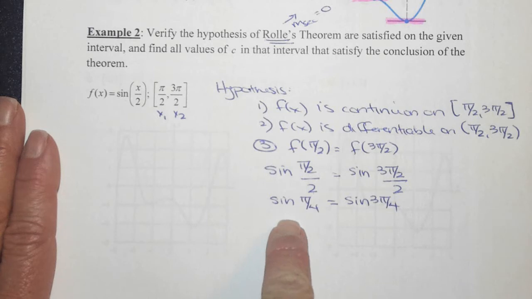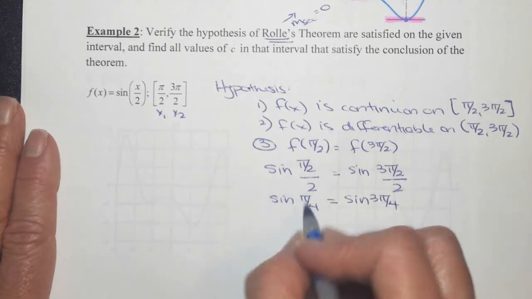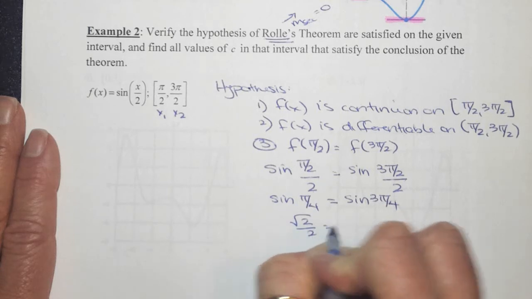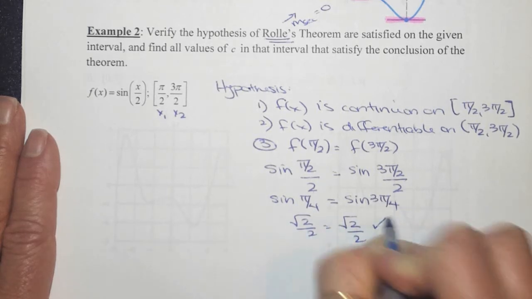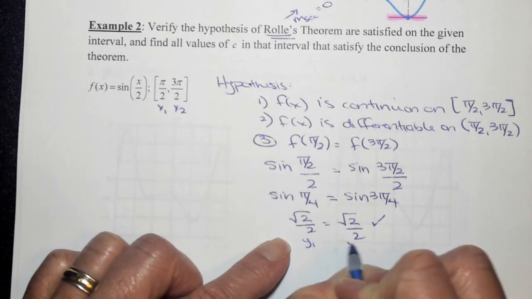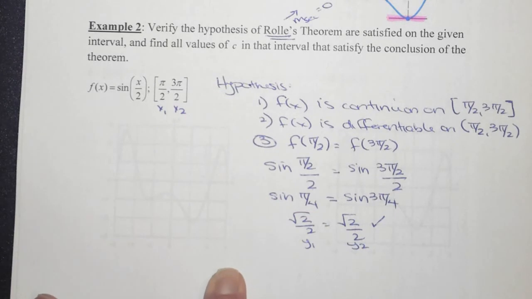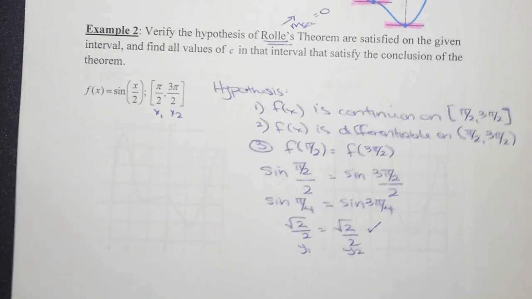Okay, this is in the first quadrant, this is in the second quadrant. Sine is positive in both quadrants. This is the square root of 2 over 2 is equal to the square root of 2 over 2. Okay, we proved that the y values were equal. So this is y sub 1 and this is y sub 2. Okay, so now that I have my hypothesis, I will go ahead and use the math for the conclusion.